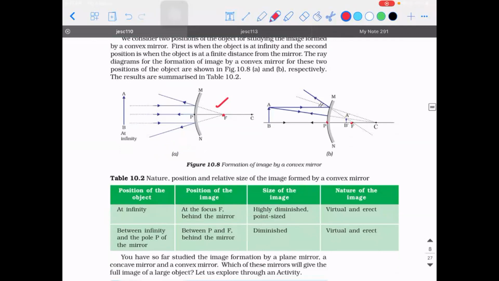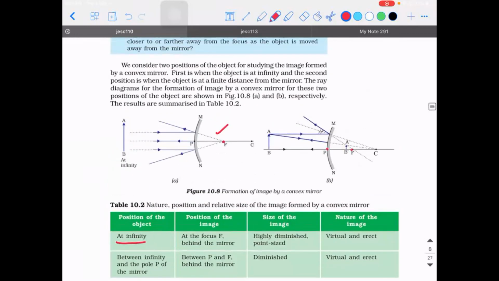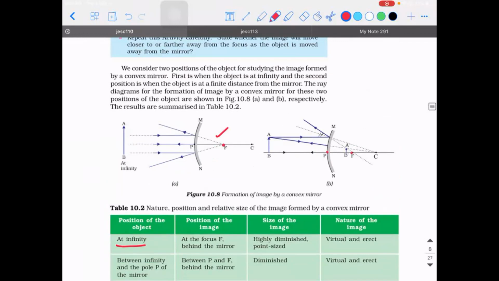Right? Guys, I hope you know how to draw these diagrams. Yes, sir. So at infinity, you can tell me the nature. Position of the image: at focus. Size of the image: highly diminished and point sized. Yeah, it is obviously virtual. So when I use the word virtual, you will have a doubt how to say whether it is virtual and inverted or virtual and erect. If you use the word virtual, by default it is erect, because here it is point sized. For a point, see, inverted means the arrow mark is downward, erect means the arrow mark is upward. But for a point, how are you going to draw an arrow mark? So who is deciding whether it is inverted or erect?